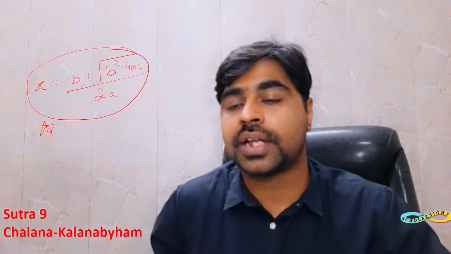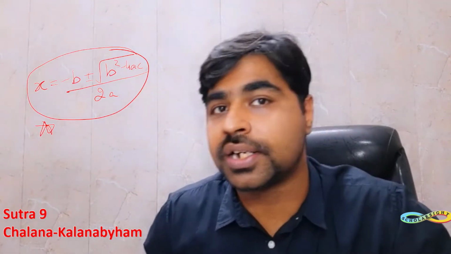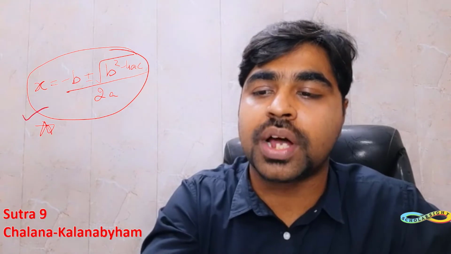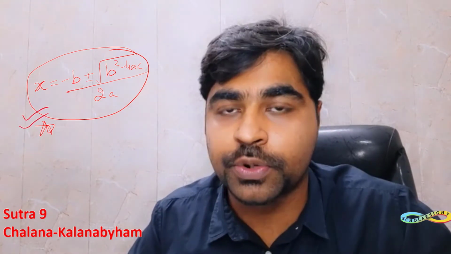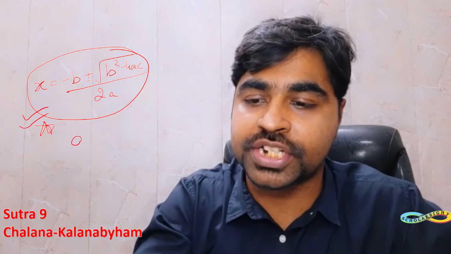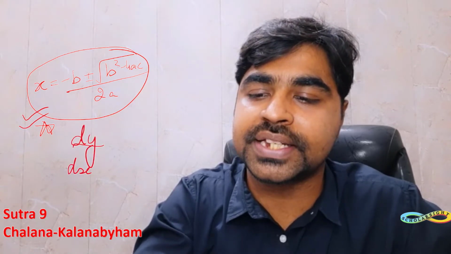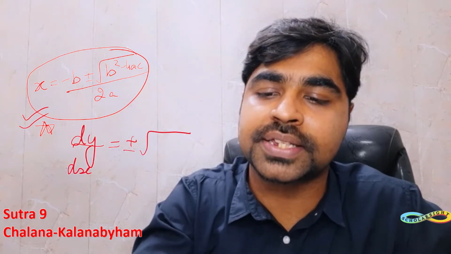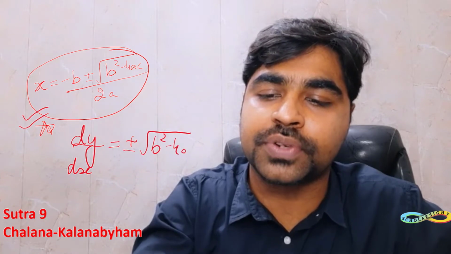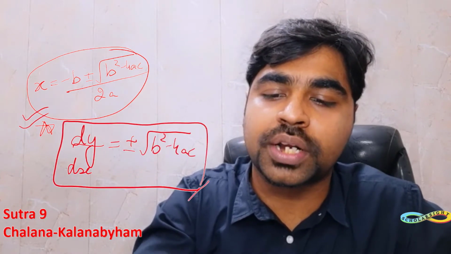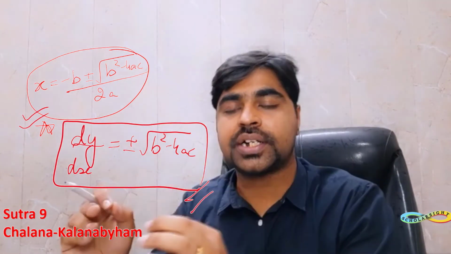This particular sutra number is 9, which means sequential motion, or basically calculus. It also means similarity and differences, but what we are discussing in this portion is sequential motion. With the help of this portion, we will also find out how this formula actually came into being. The logic being, dy upon dx is equal to plus or minus under root of b square minus 4ac. This is what sutra number 9 actually turns into.